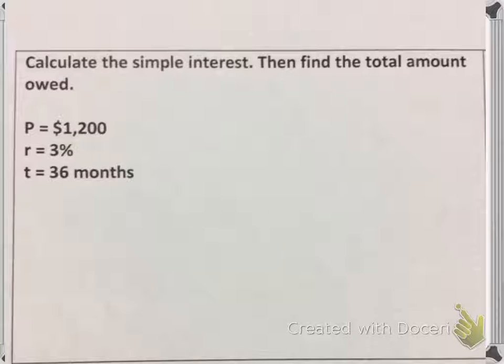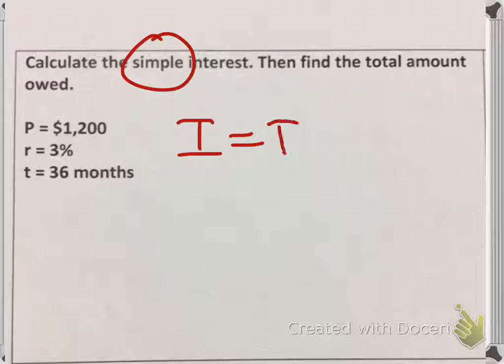So here's our first problem. It says calculate the simple interest. I love that it says exactly what formula to use. Then find the total amount owed. So the simple interest formula was given to us on that first page. It was I equals PRT. And we're just going to substitute into that formula.